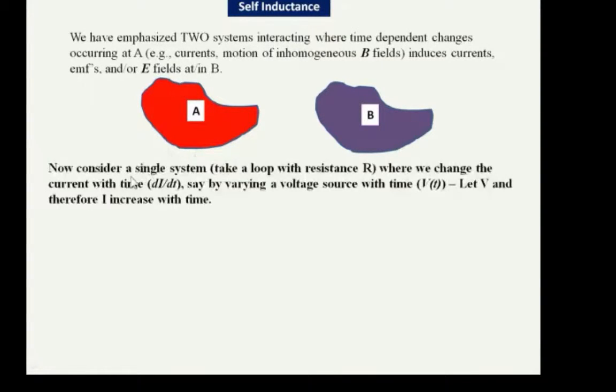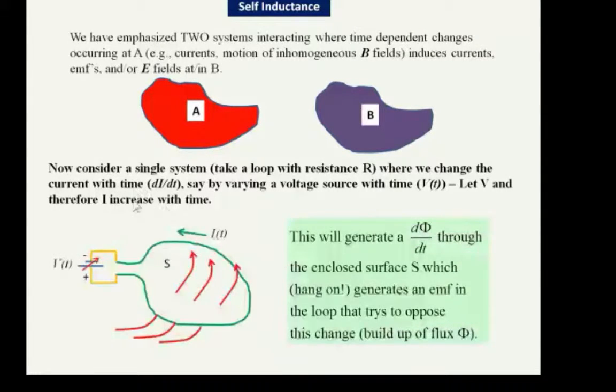If we consider now a single system, so we're not going to have two systems but simply one, we take a loop that has a resistance R, where we're going to change the current with respect to time by, say, varying a voltage source with respect to time. We'll call that V of t. And for simplicity, we'll take the case where V is increasing with time, and therefore the current is increasing with time. So what I'm talking about is a source of potential which changes with time, causing the current in this loop to change with time.